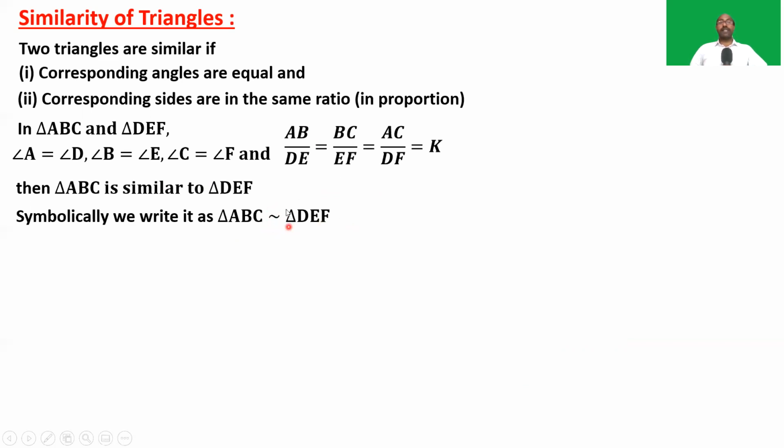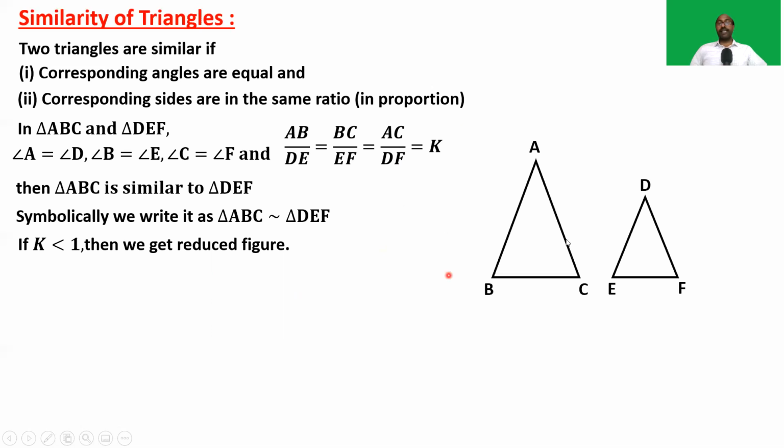This is the symbol of similarity. Okay, and here we know that K is called the scale factor. We already discussed this earlier. If K is less than 1, then we get a reduced figure like this. Here triangle ABC and triangle DEF are similar triangles, and AB by DE is less than 1. So then the figure is reduced to a small size.